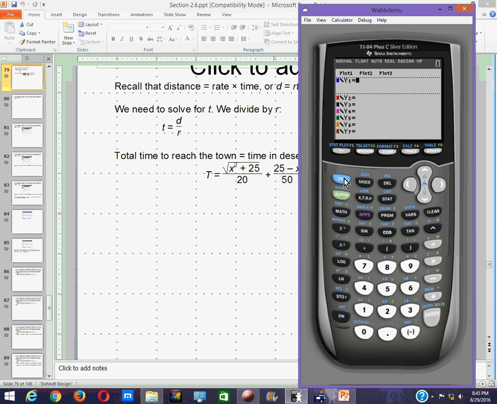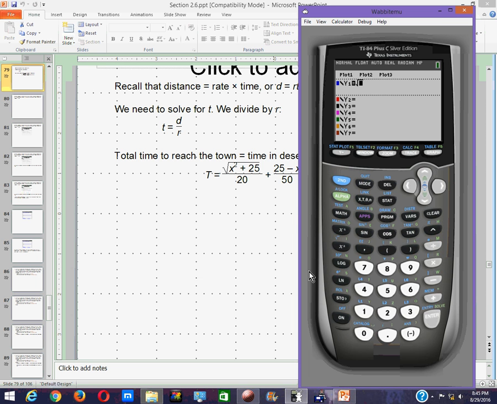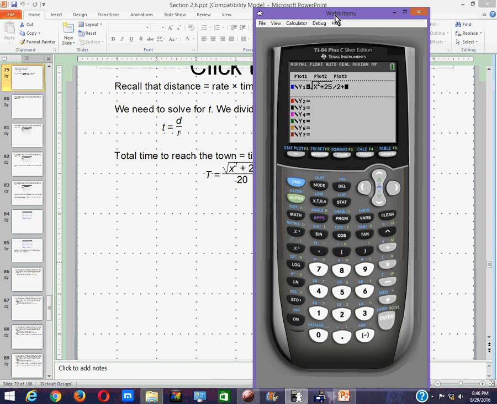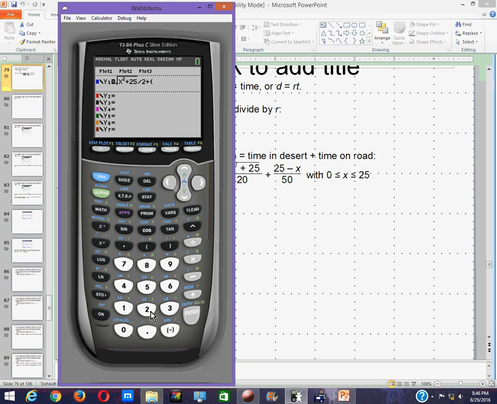Okay, second, square root of x squared. My mouse is jerking badly. Oh crap, just start all over again. X squared plus 25. Okay, get out from under the radical. Divided by 20, plus, open parenthesis, 25 minus x, close, divided by 50. Okay, and we'll quit that.